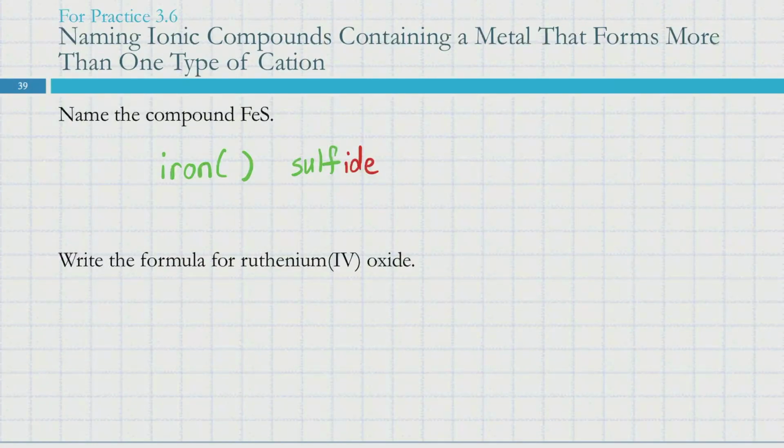What's the charge on our sulfur? 2 minus. So if we've got our FeS, sulfur is a 2 minus. We only have one of them, so it's an overall 2 minus. We've got one iron. It has to balance out the 2 minus. So that's going to be 2 plus. So iron(II) sulfide, or ferrous sulfide.